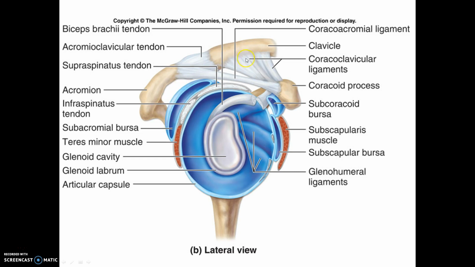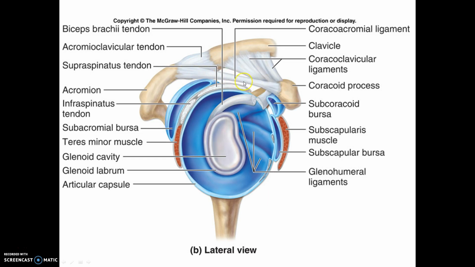And we also have a good view of the acromioclavicular joint with supporting ligaments as well. This coracoclavicular ligament between the coracoid process of the scapula and the clavicle is really important for helping stabilize the acromioclavicular joint, as we'll see with another injury. But you can see a number of ligaments here.